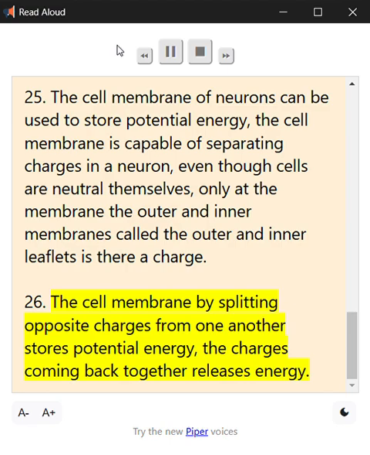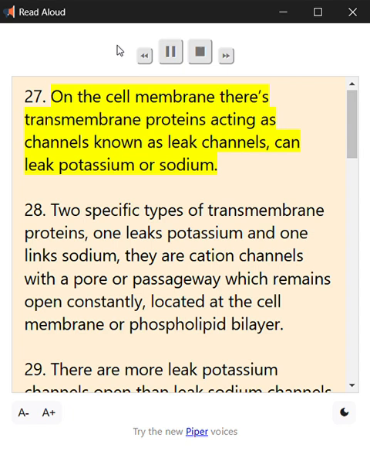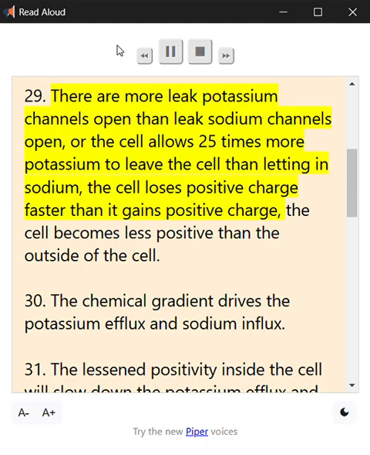energy. 27. On the cell membrane there are transmembrane proteins acting as channels known as leak channels, which can leak potassium or sodium. 28. There are 2 specific types of transmembrane proteins, one leaks potassium and one leaks sodium. They are cation channels with a pore or passageway which remains open constantly, located at the cell membrane or phospholipid bilayer. 29. There are more leak potassium channels open than leak sodium channels, so the cell allows 25 times more potassium to leave the cell than sodium to enter.